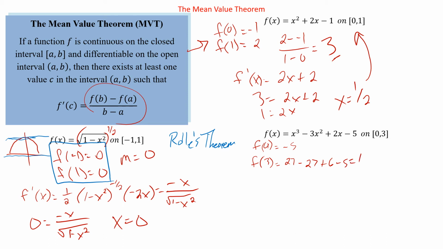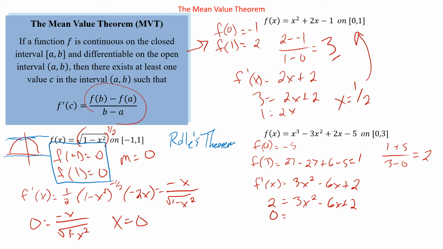So our slope here, we're going to have 1 minus -5 over 3 minus 0. So that 6 over 3 is 2 is going to be the slope. So somewhere that derivative is going to have to equal 2. So let's see, that's going to be 3x squared minus 6x plus 2. So we can set that equal to 2 equals 3x squared minus 6x plus 2. Subtract that 2 over to get it equal to 0, because that's how we solve quadratics or any other polynomial.